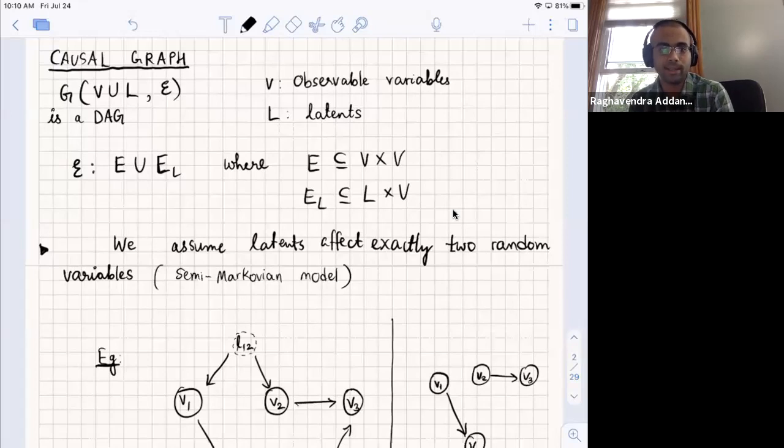We also assume that the latents affect exactly two random variables. This is very well known as the semi-Markovian model, and many past and current works include this assumption. This assumption is sort of inherent in the kind of tests which we use to recover the graph. If we have more powerful oracles, we can aim for better models.